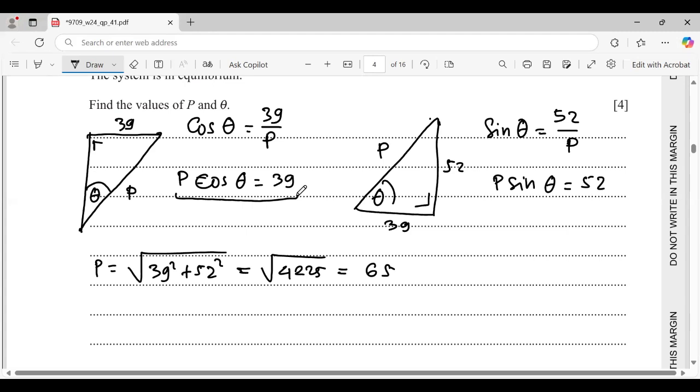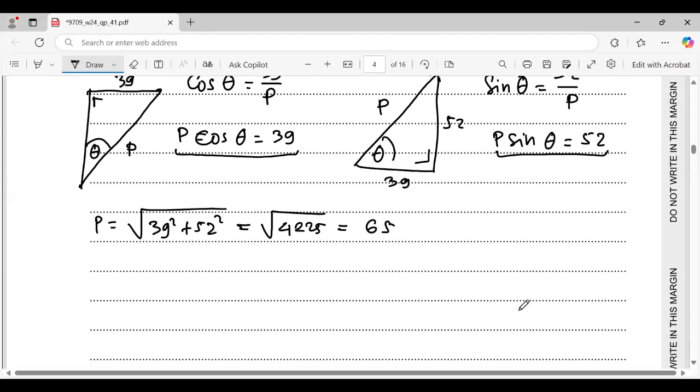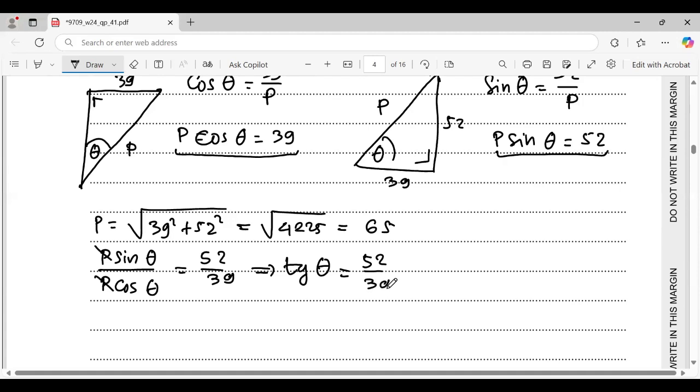Now, please consider this equation and this one. I would like to divide P sine theta over P cosine theta. So 52 over 39. P divided by P equals 1. So sine divided by cosine equals tangent theta, 52 over 39. And we can determine theta equals arctangent, or tangent to the power minus 1, of 52 over 39. And the result is 53.13.